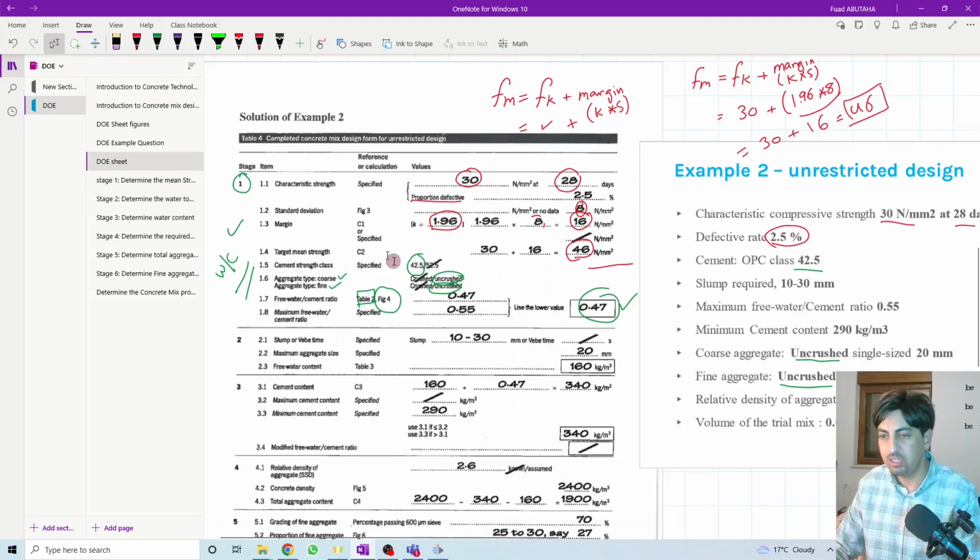So we go back to the sheet, and we can get the water to cement ratio is 0.47, and here is the maximum water to cement ratio. It is written that the maximum water cement ratio that you can use is 0.55, and since it's below the maximum, we will use the same value of 0.47. So at the end of this session, we already came out with our water to cement ratio of 0.47. So we stop here. In the following session, we'll start with the following stage or step for the DOE method.